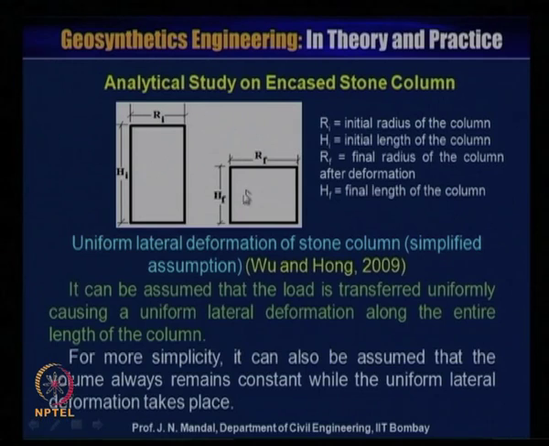So, here R_i is the initial radius of the column and H_i is the initial length of the column, and here R_f is the final radius of the column after deformation, and H_f is the final length of the column. So, uniform lateral deformation of stone column is a simplified assumption (Hu and Hong, 2009).